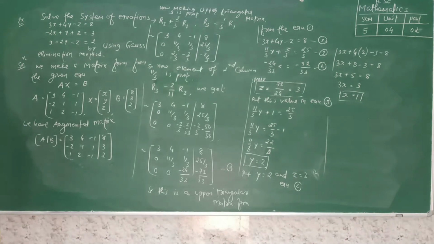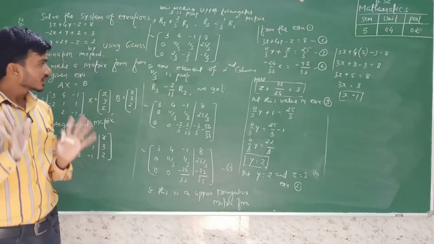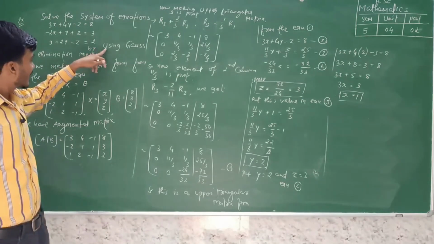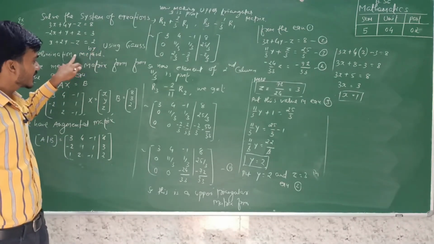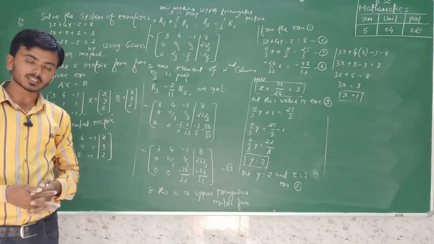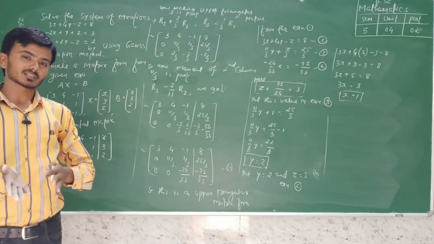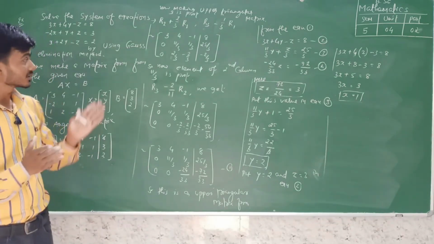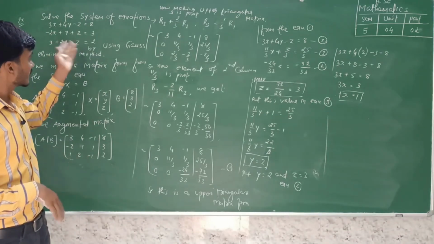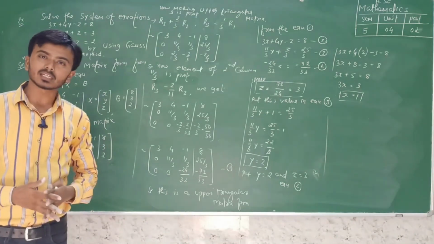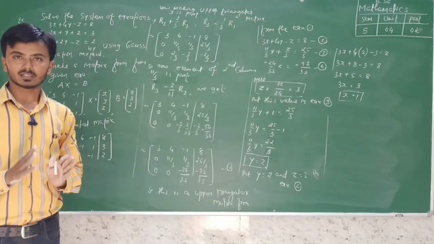So this type of equation can be solved by using the Gauss elimination method. Remember one thing: whenever you use the Gauss elimination method to solve this type of equation, you make a matrix, and the given system of equations is transformed into an upper triangular matrix.